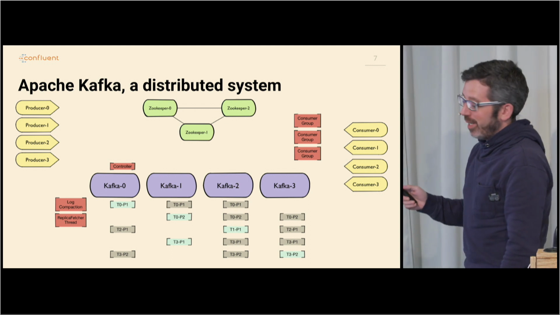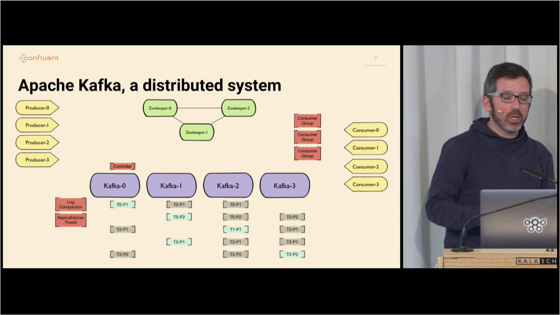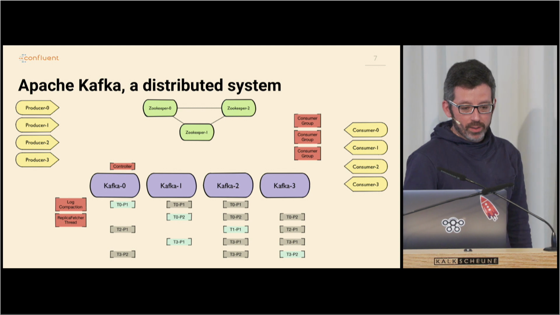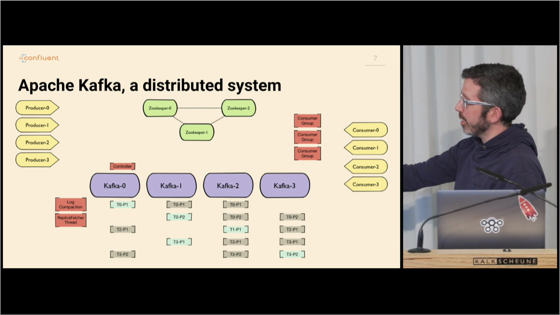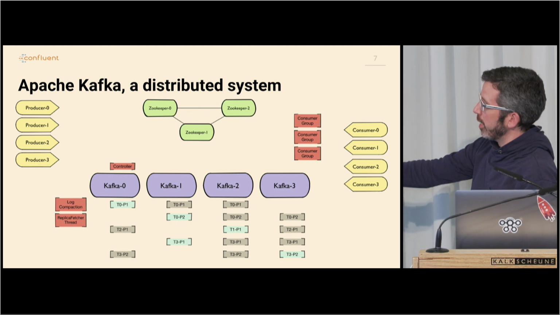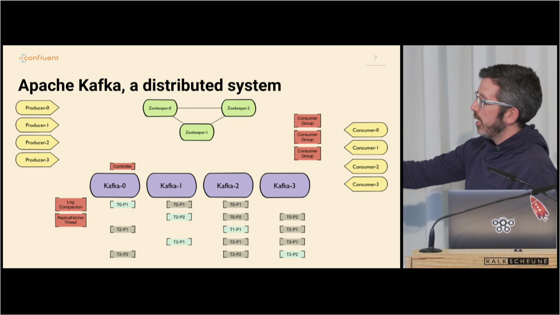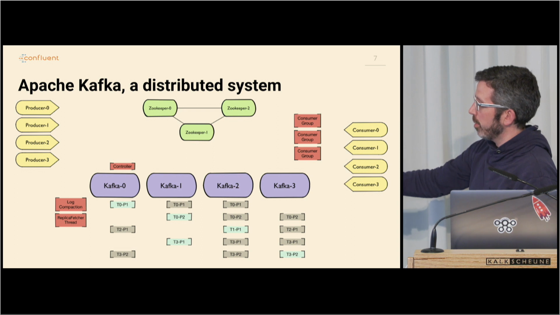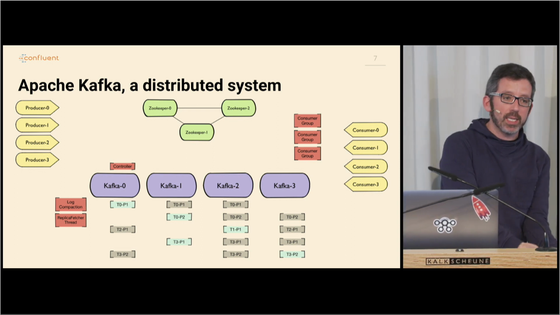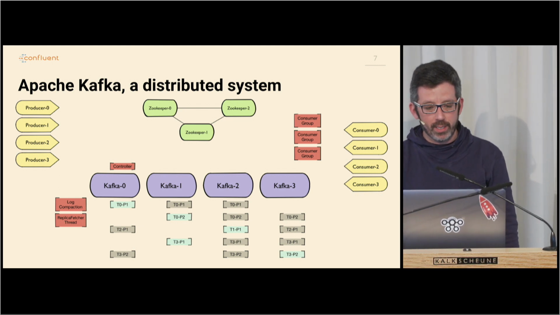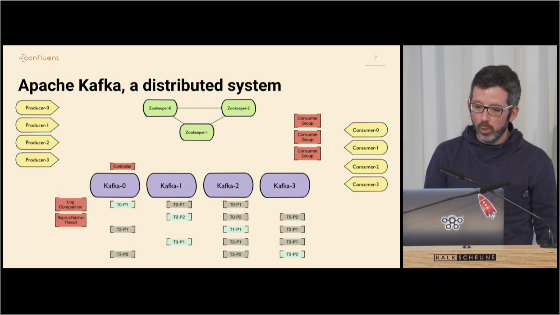You have as well the log compaction threads, or the replica fetcher threads. The replica fetcher threads are responsible for actually running the replication. And the log compaction threads are responsible for shrinking and compacting your logs, as well as deleting old data when the retention period is over.